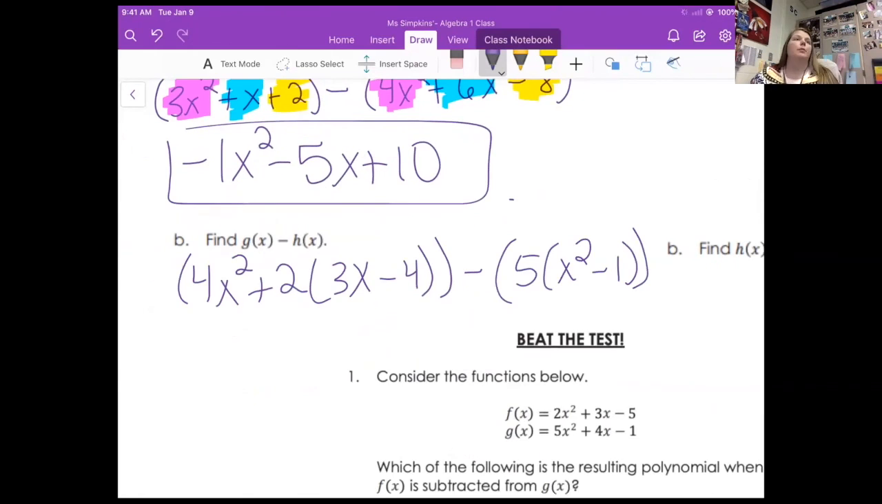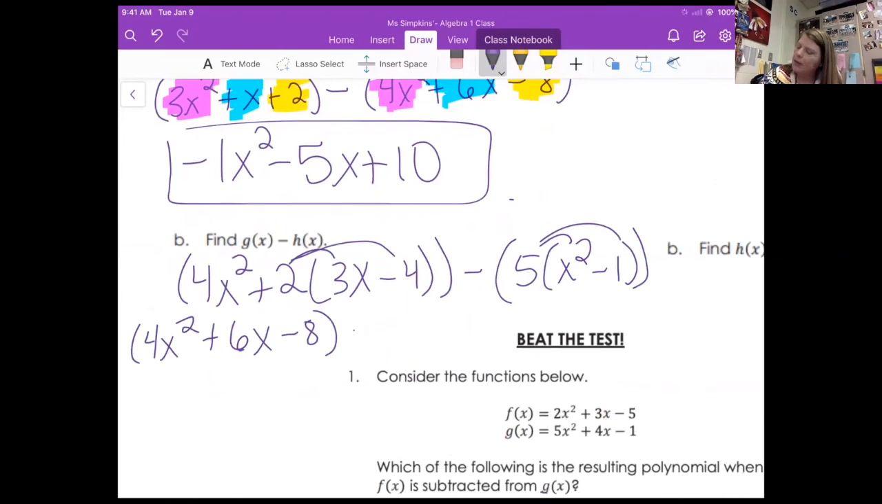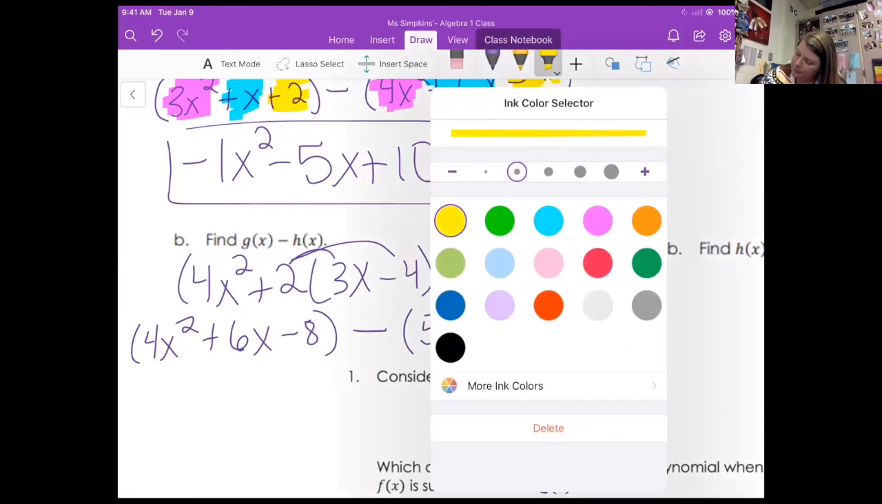So again, just before we do anything else, let's distribute. We're going to distribute the 2 again, and we're going to distribute this 5. So that would give me 4x squared plus 6x minus 8 minus 5 times x squared would be 5x squared. 5 times minus 1 would be minus 5. And then we can combine.